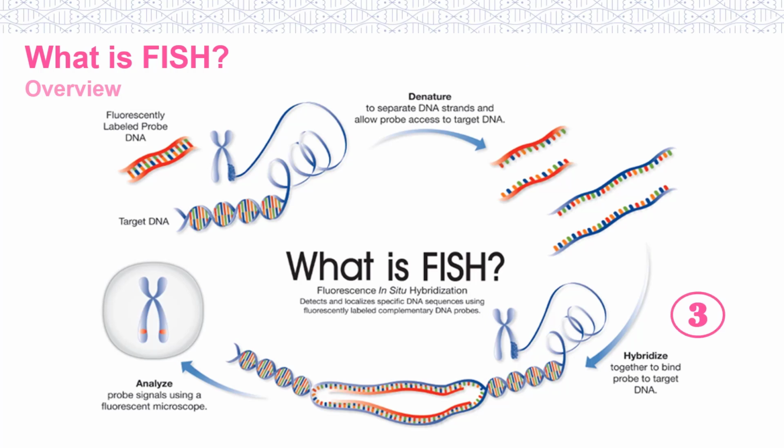In the third step, after the short denaturation, the temperature is reduced which allows the probe to anneal or bind to the target DNA in a process called in situ hybridization. Finally, in the last step after hybridization is completed, the slides are washed, a counterstain is applied, and analysis or interpretation is performed using a fluorescence microscope.